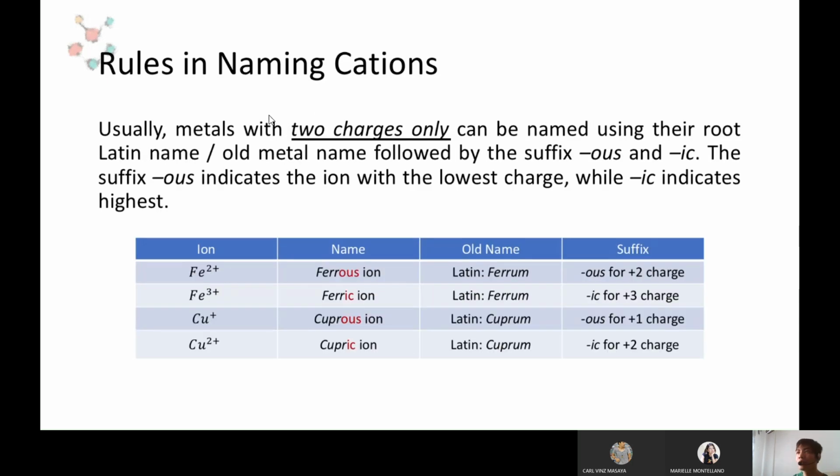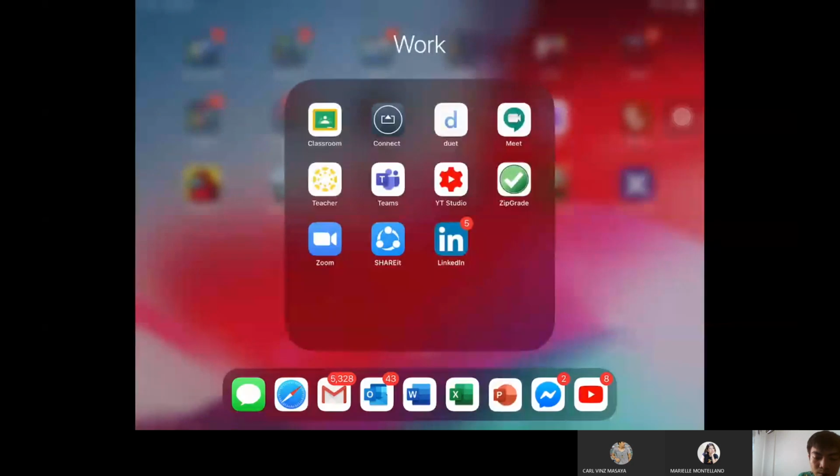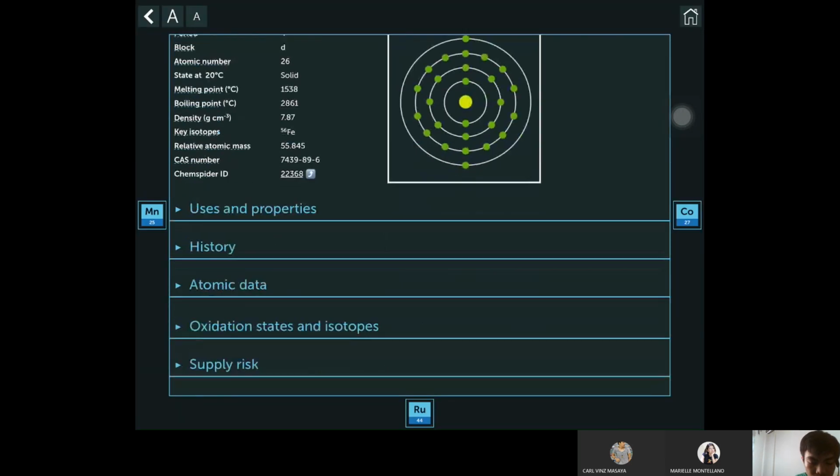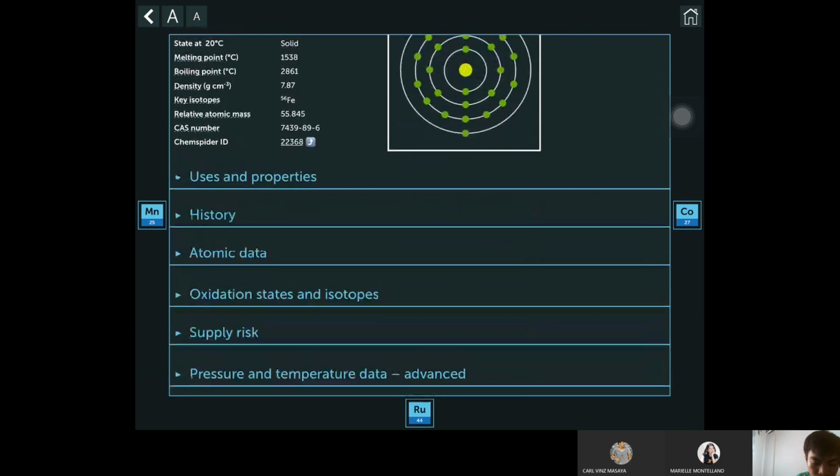Let's move on to this. Another rule: we can use the old name, the root Latin name, with the suffix us and ik. This only applies for metals that form two charges. Sir, how will we know if the ion can only form two charges? Just look at the periodic table. Let's say you have this periodic table, and just look at the charges they can form. For example, iron, just look at the charges.